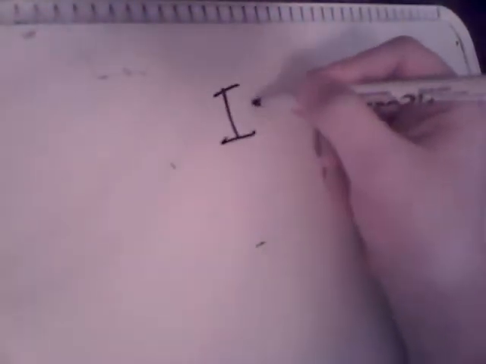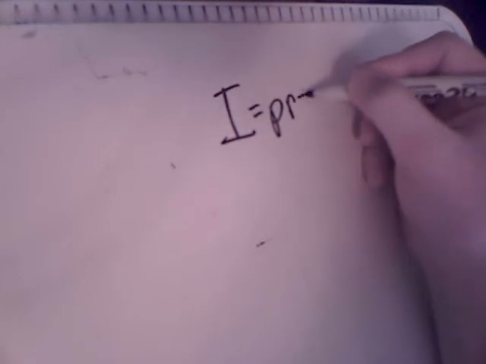This video is going to talk about simple interest. You can calculate simple interest based on the following formula. I equals PRT, where I is the amount of interest that's earned, P is the principal, that's the original amount of money that was put down, R is the rate, that's the percentage of interest that you're earning.